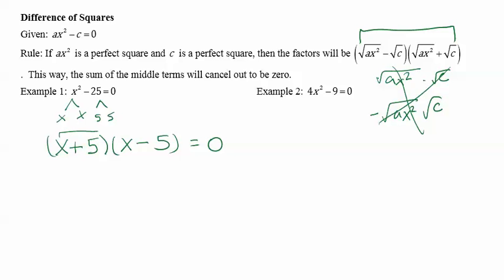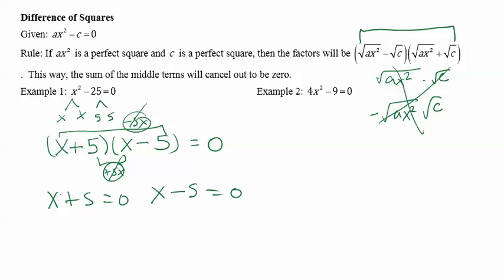Let's check it. Here are the outside terms, negative 5x, and the inside terms, positive 5x. A negative 5x and a positive 5x will cancel to 0, and so I would only be left with the first and the third term. So x plus 5 equals 0. Remember, I continue solving to find out where it crosses the x-axis. And then x minus 5 equals 0. One root will be at x is equal to negative 5, and the other root will be at x is equal to positive 5.